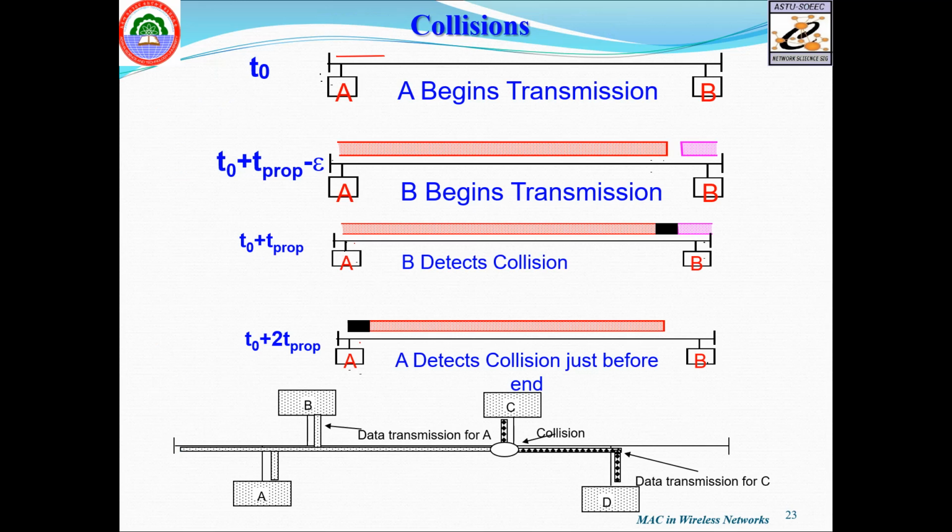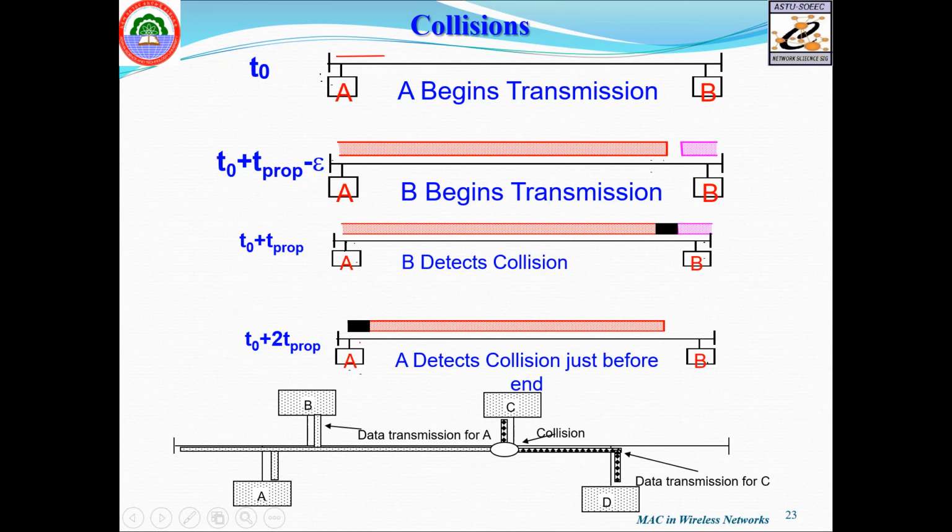So collision, from the figure we can observe, A is initiating the transmission. At the same time, B is also initiating the transmission. So from the B side, it will detect the collision. And in the fourth example, A detects the collision just before ending. If we consider the bottom image, this is the example of a collision in Ethernet.